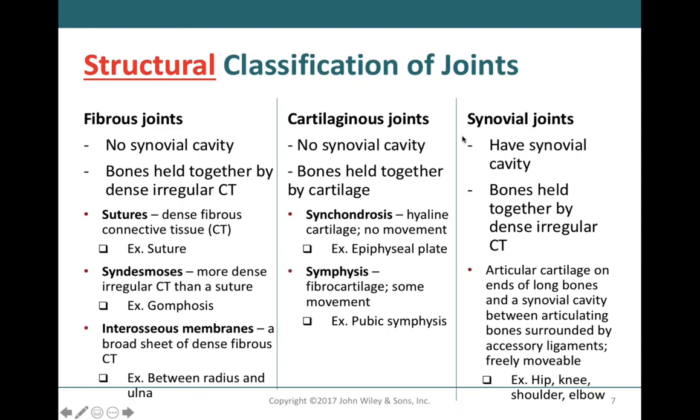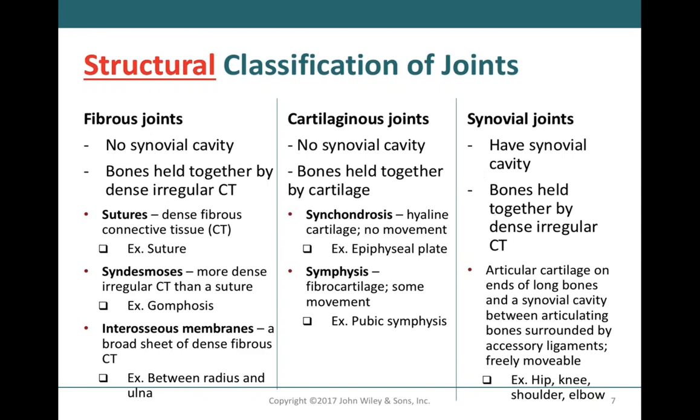Now, our last type of joint is the synovial joint. Synovial joints are the only type that have a synovial cavity. So if you see a synovial cavity, you automatically know what type of joint we're looking at. Now, these types of joints will also have this dense irregular connective tissue, just like our fibrous joints will. So this is going to allow strength in many directions.